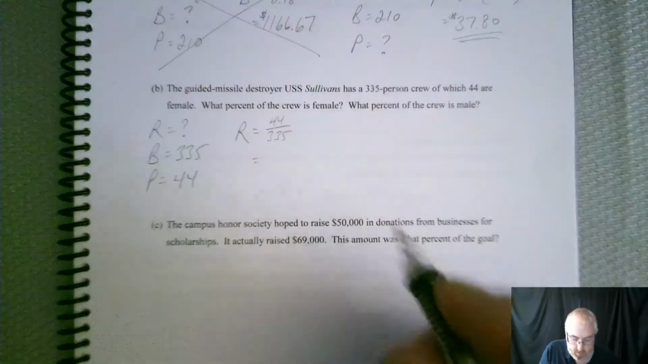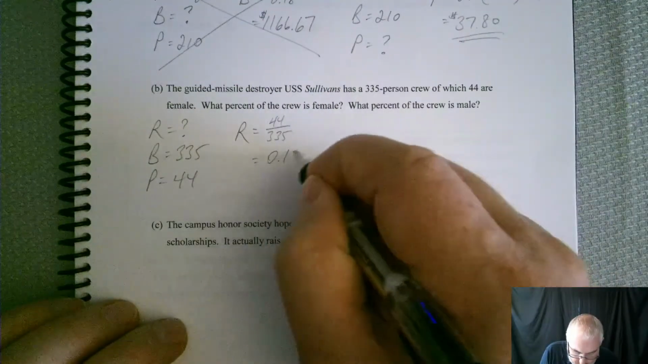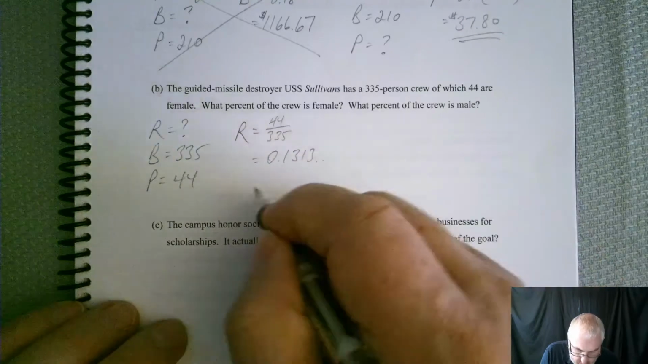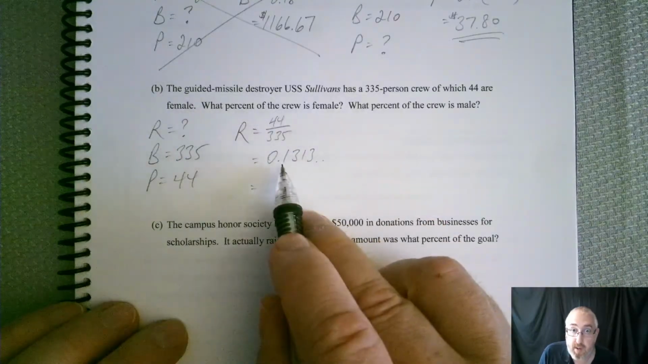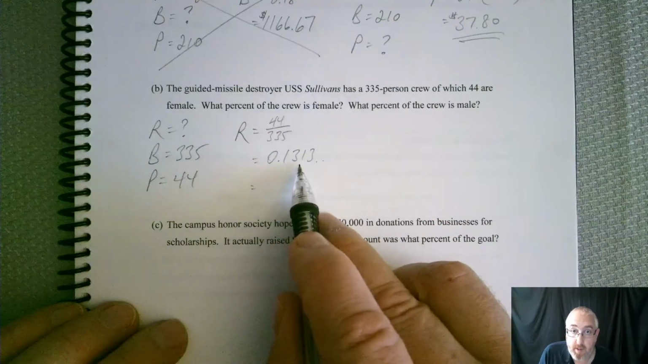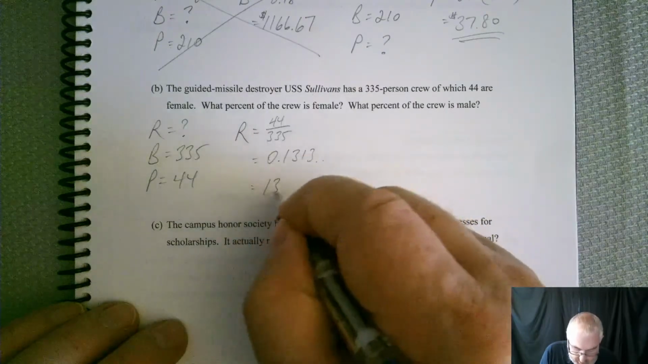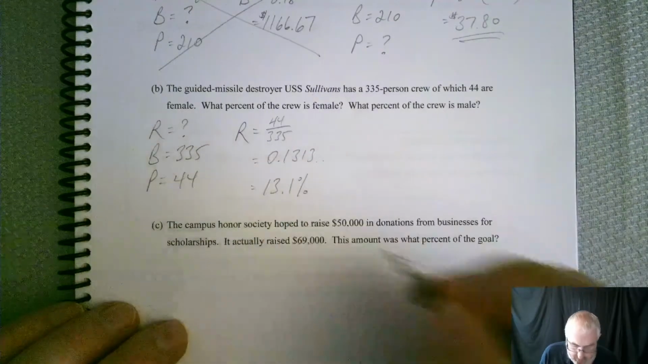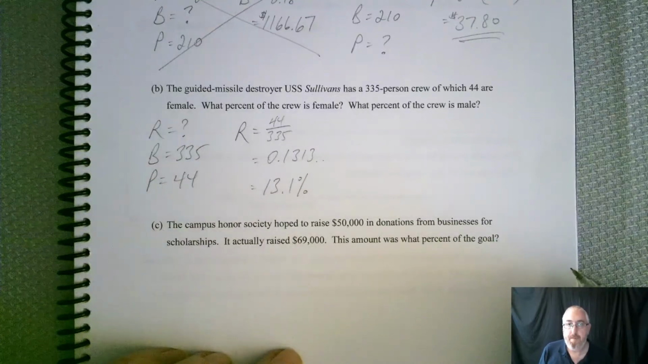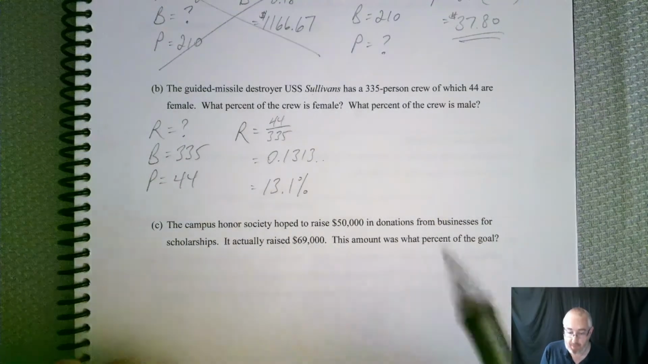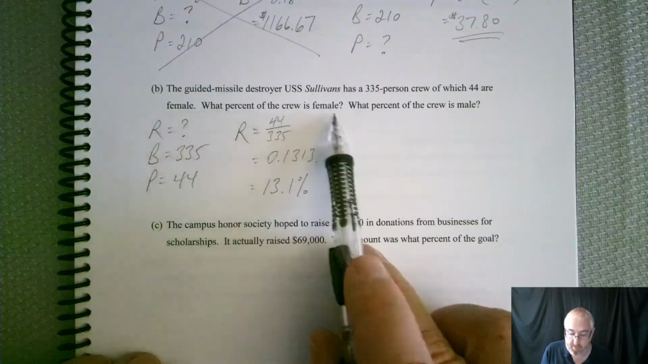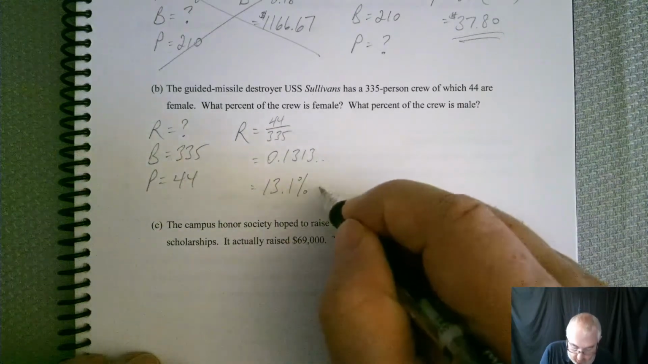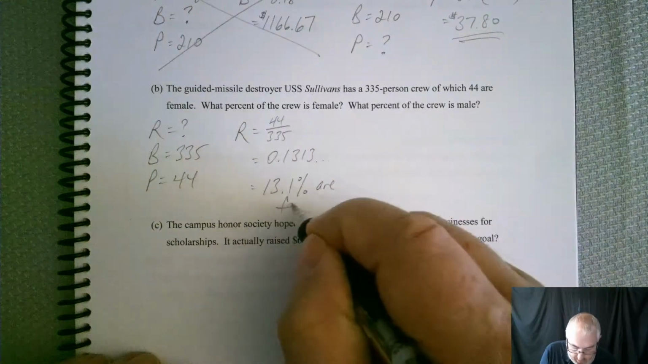0.1313 and change. And if we change it to a percent, we got to move it 2 places to the right. So we're going to get 13 point, I'm going to use 1 decimal place, 13.1. Okay, so that's half the problem though. We got the percent of the crew that's female. So 13.1 percent are female.